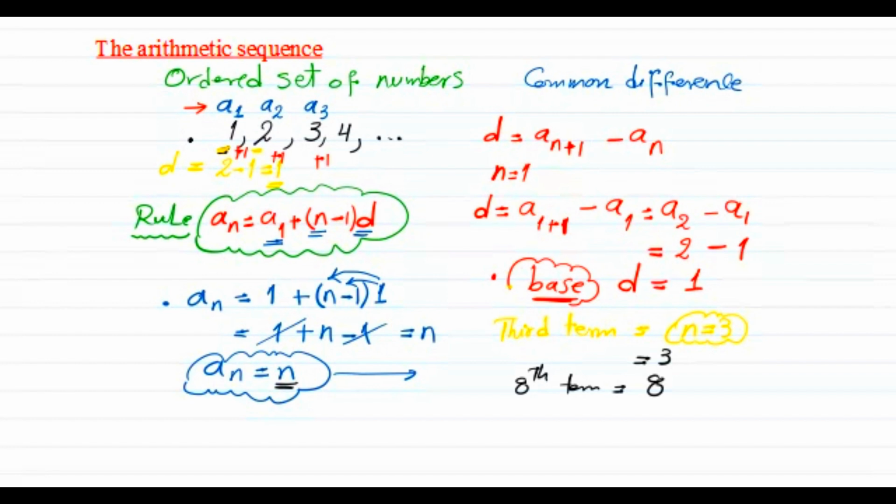Focus on the next example: 2, 5, 8, 11, and so on. To find the rule that represents this sequence, you have to find A1 and D first. A1 is equal to the first term. D, what is the value of D? The base. 5 minus 2 equals 3. 8 minus 5 equals 3. 11 minus 8 equals 3. The base is 3. D equals 3.